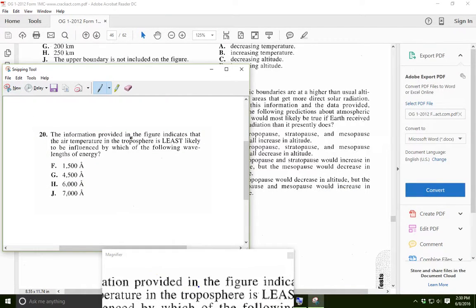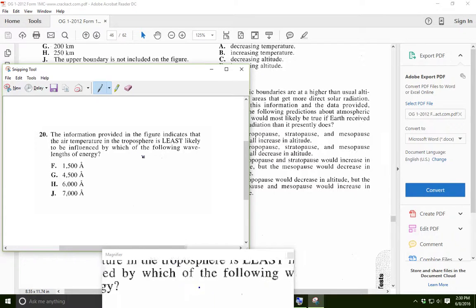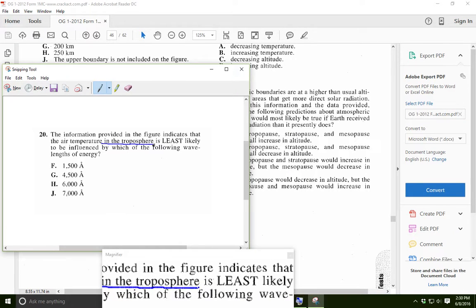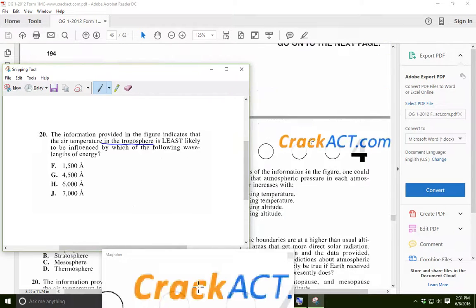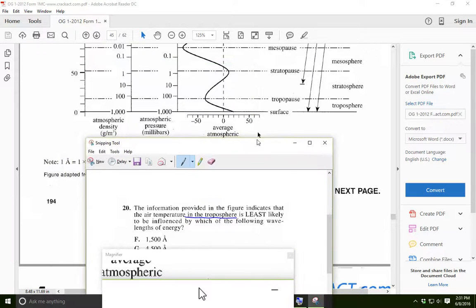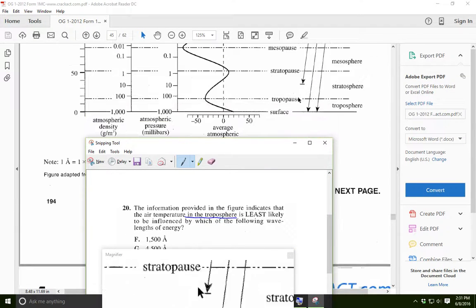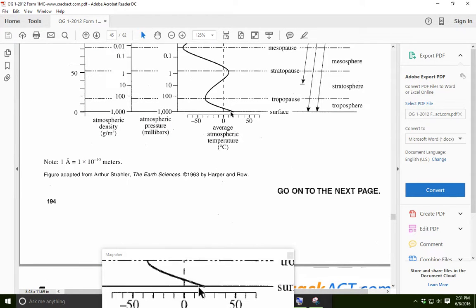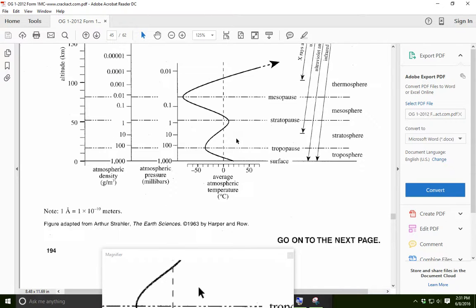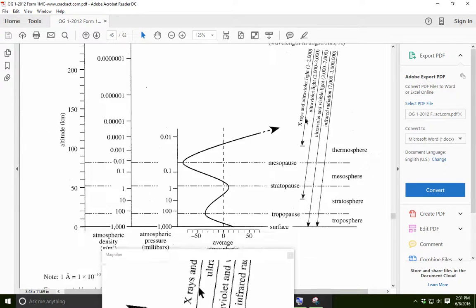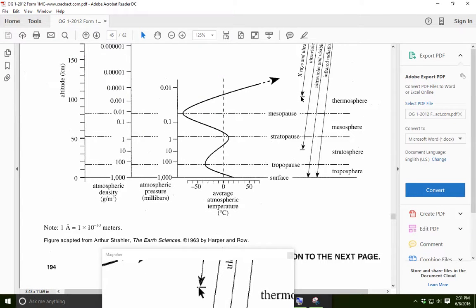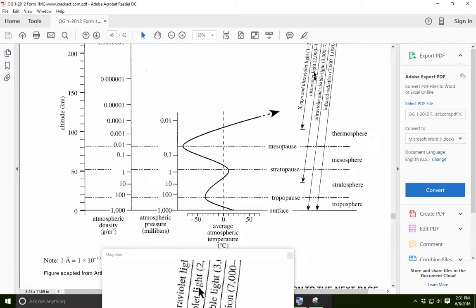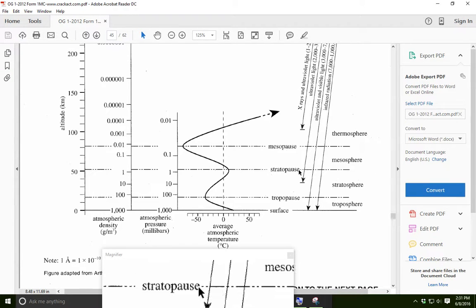The information provided in the figure indicates that the air temperature in the troposphere is least likely to be influenced by which of the following wavelengths of energy. So the troposphere is over here. It's least likely to be influenced by X-rays and ultraviolet light, because X-ray is all the way up here, and the second it's least likely to be influenced by is ultraviolet light.